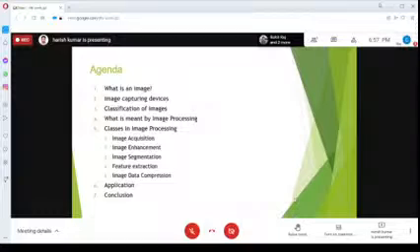In today's agenda, I'm going to explain what an image is, what image capturing devices are, classification of images, what is meant by image processing, and also classes in image processing, its applications and conclusion.